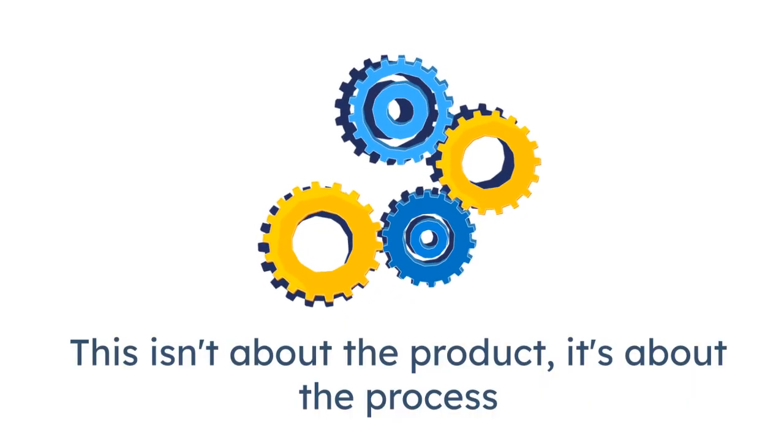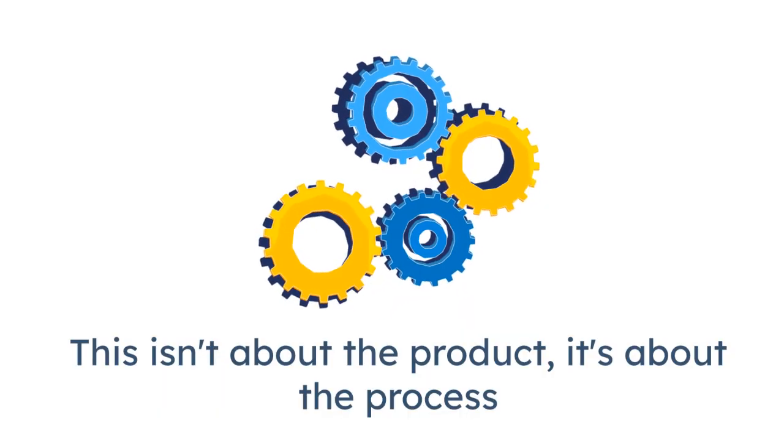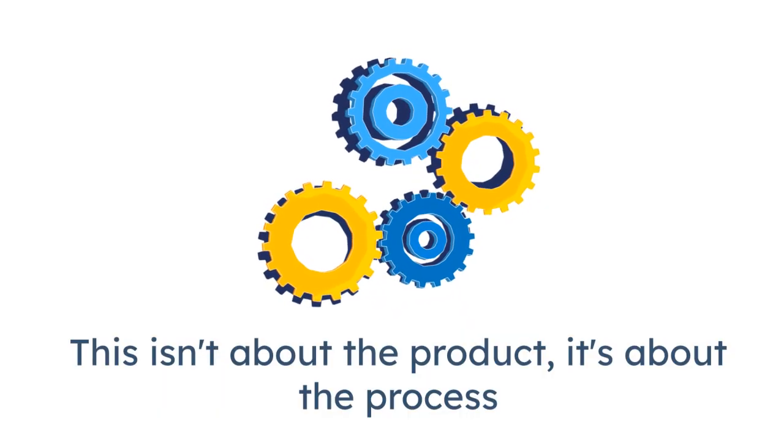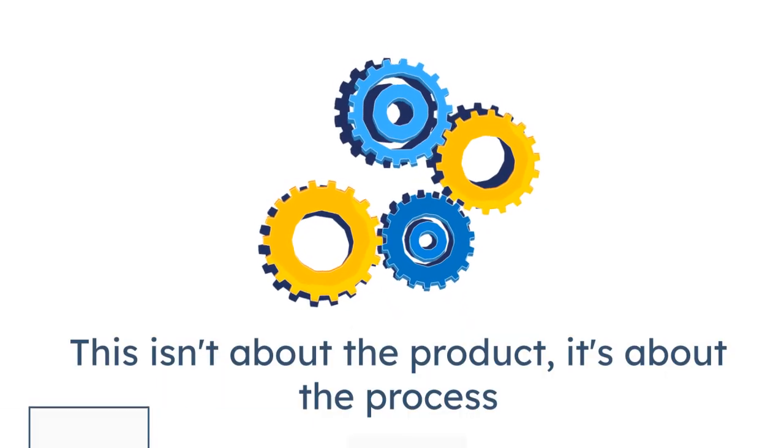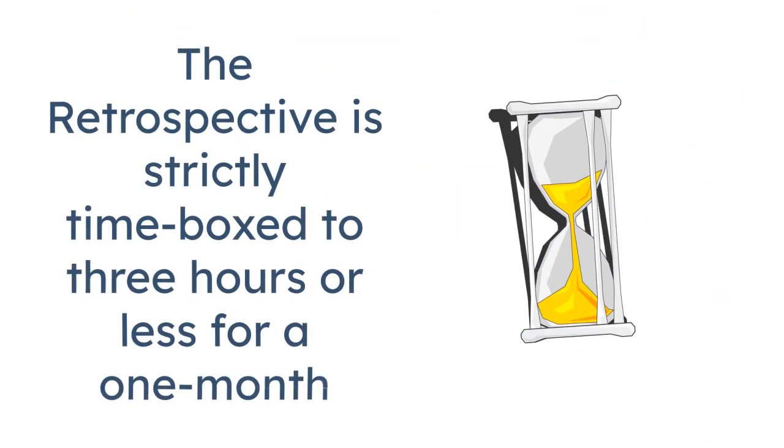In the next 5 minutes, you'll master how to run a powerful retrospective that unlocks your team's true potential. Let's dive in. The retrospective is strictly time-boxed to 3 hours or less for a 1-month sprint. For a typical 2-week sprint, you're aiming for about 90 minutes. This time limit ensures focus and prevents endless complaining.